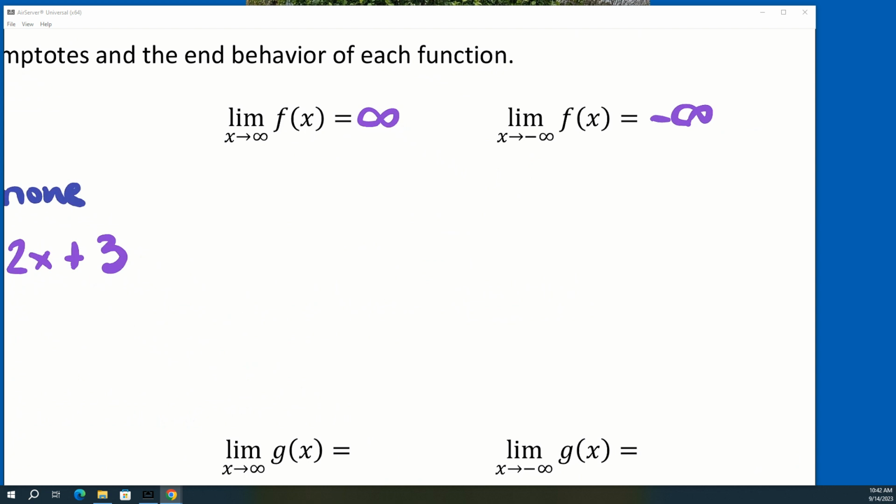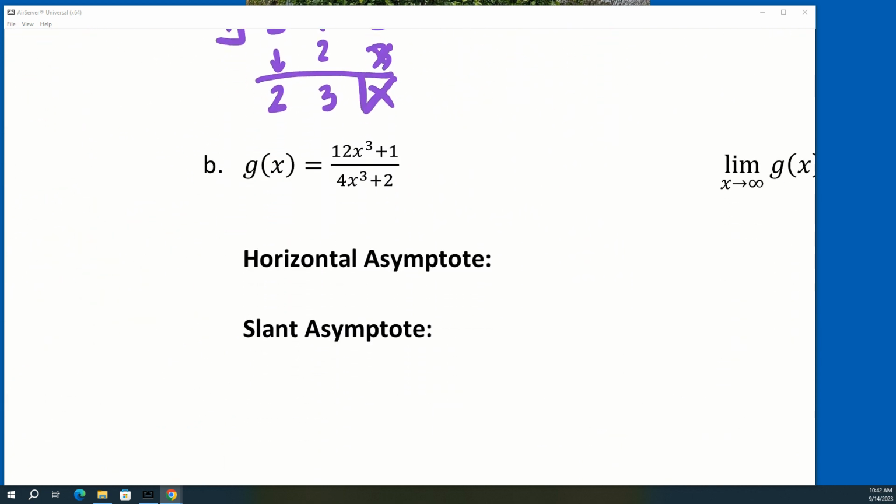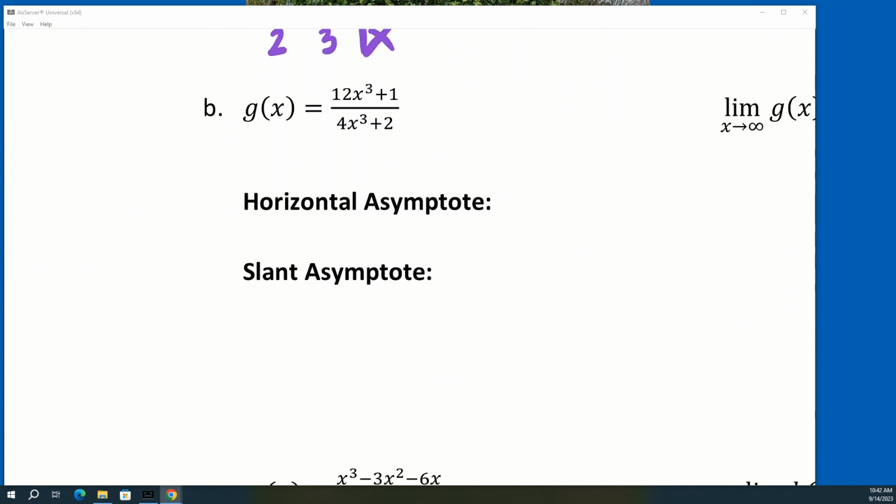All right, let's look at B. Does B have a horizontal asymptote? Yes. And what is it? Yeah. Since the degrees are the same, we do leading coefficient divided by leading coefficient, which is just going to be 3. If there is a horizontal, you don't even need to think about the slant. You can just automatically say none if there's not going to be one.